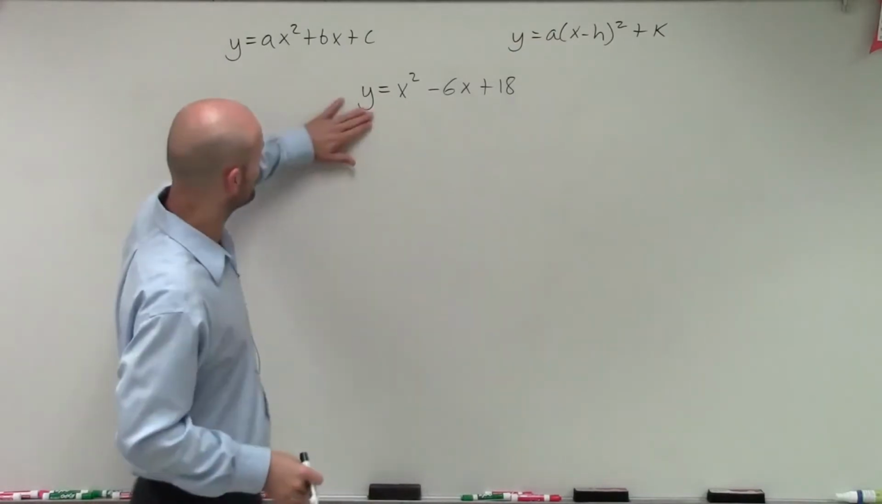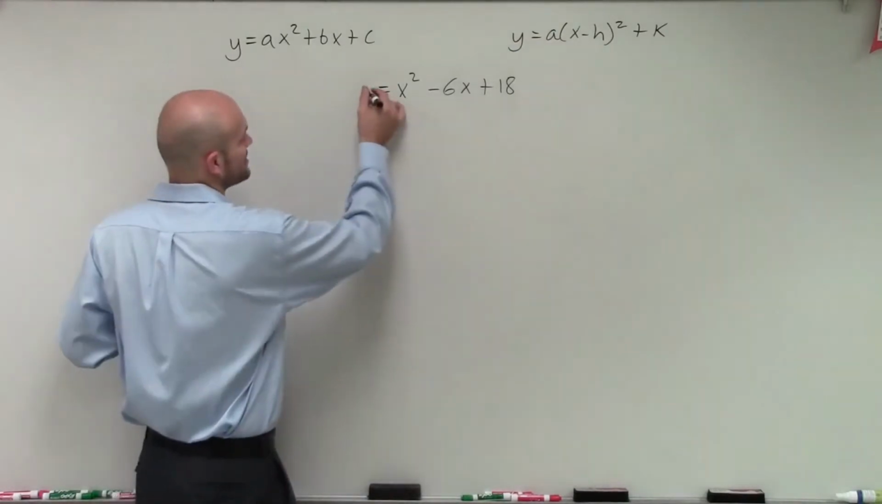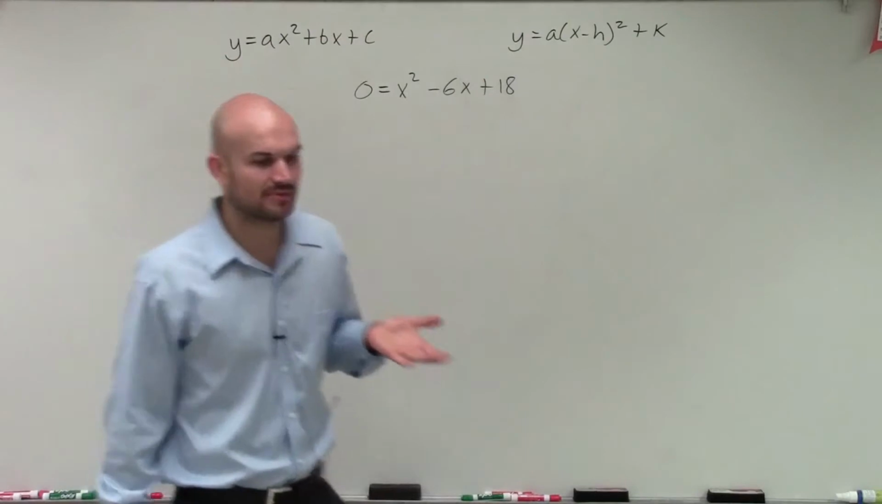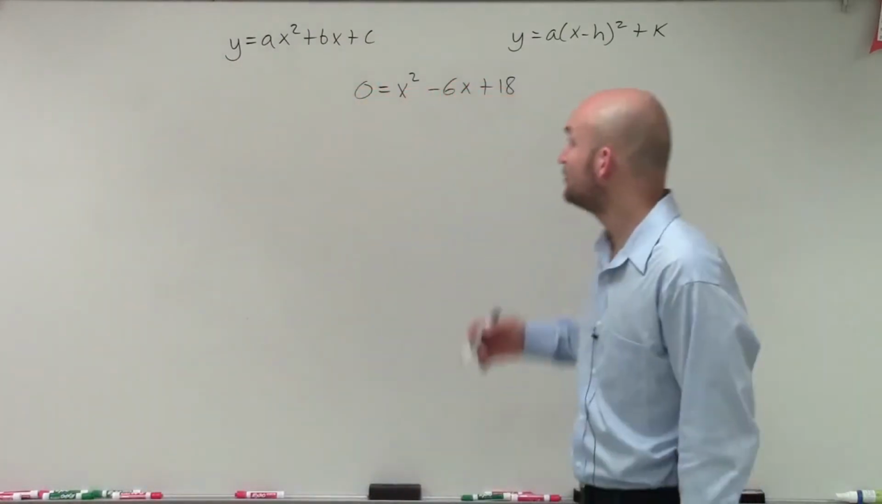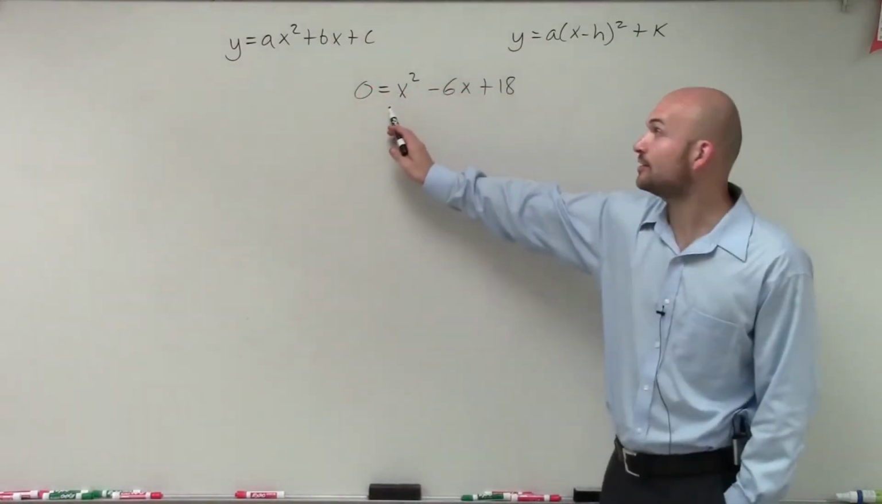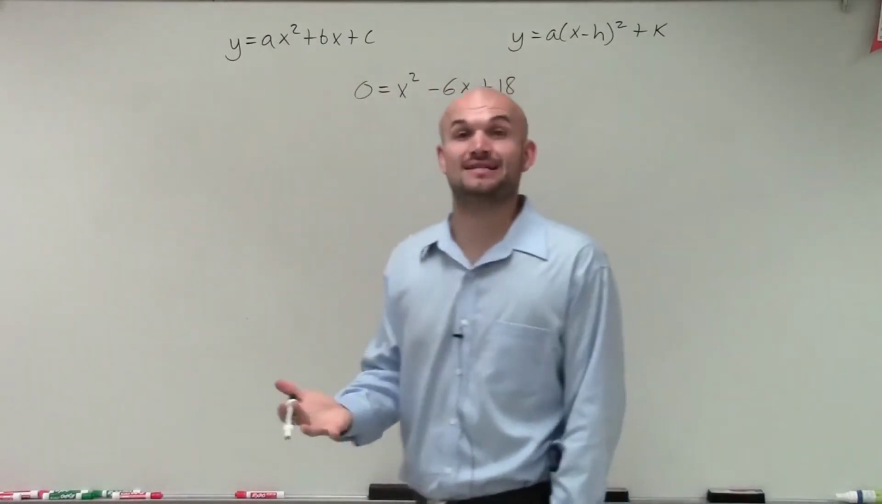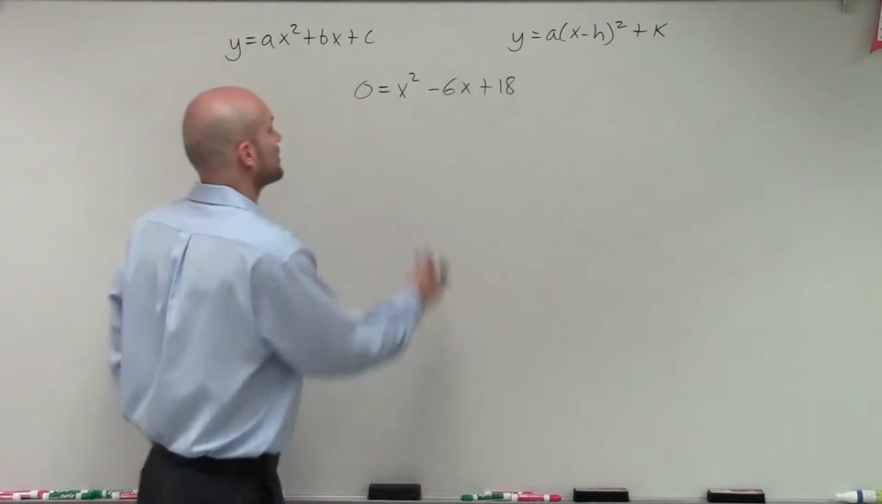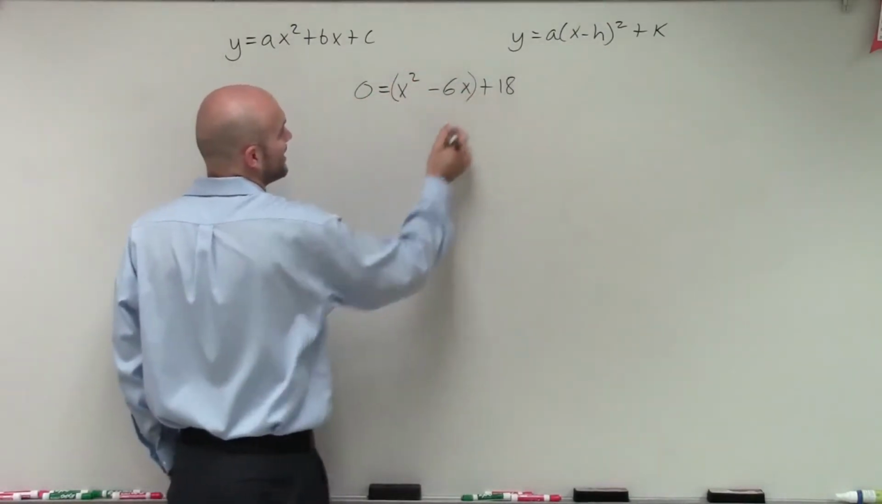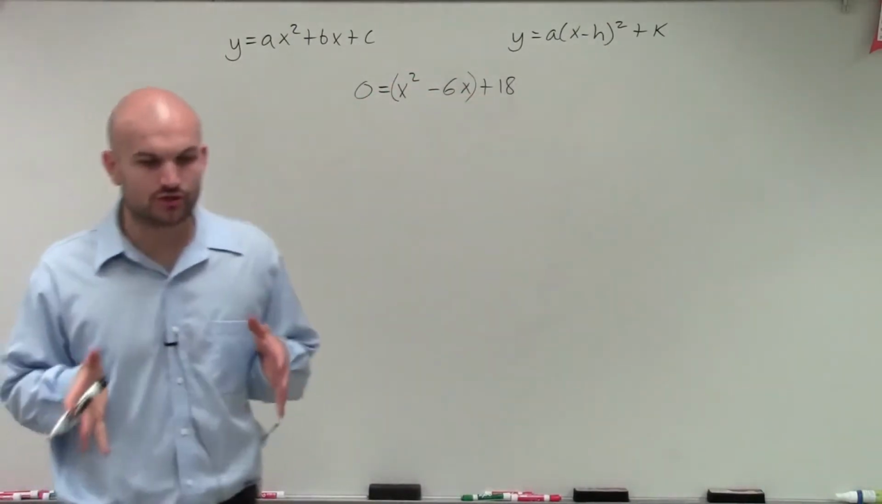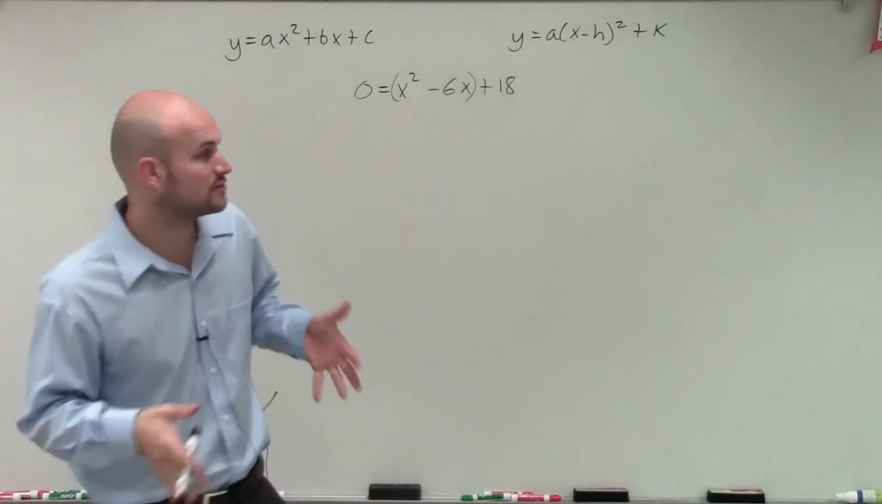And when completing the square, make sure we're solving. We want to set this equal to 0. And there's a couple important points when completing the square that we want to make sure we're aware of. First of all, we need to make sure that our a in our equation is going to be equal to a positive 1. Then what we're going to want to do is put parentheses around our quadratic and our linear term, because we're going to create a perfect square trinomial.